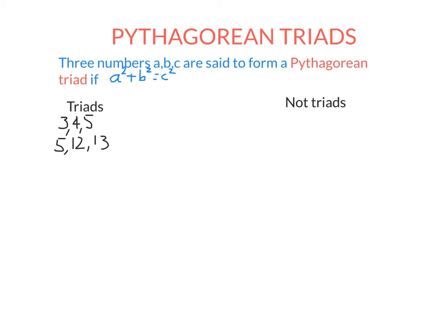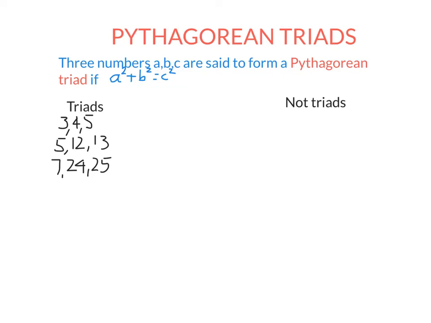Now, it's not easy just to look at three numbers and tell whether or not they form a triad. There's no quick way to determine. You just have to say, does a squared plus b squared equal c squared? So another example of a Pythagorean triad is 7, 24, and 25. Because 7 squared plus 24 squared is 625, and 25 squared is 625. 7 squared plus 24 squared equals 25 squared. That's why these three numbers form a Pythagorean triad.